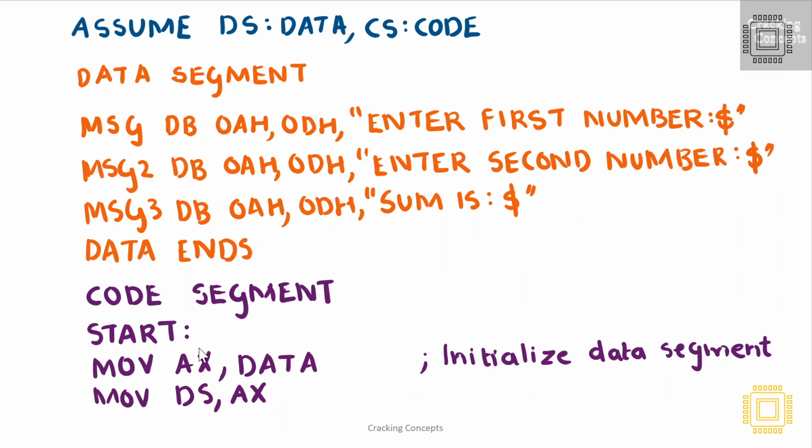Now, before you start, you should initialize the data segment. This cannot be done directly to the segment register as it is not allowed. So we will use a general purpose register like AX for this. So the instruction will be MOV AX, data; MOV DS, AX.